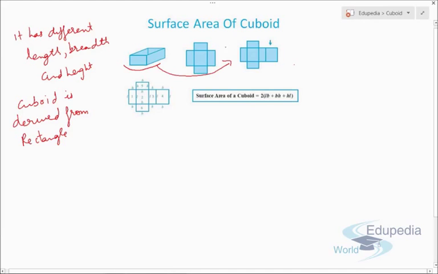So let's see how we can derive the formula for the surface area of a cuboid. We have marked in this figure parts 1, 2, 3, 4, 5, 6. So let's see how we can derive the formula now.